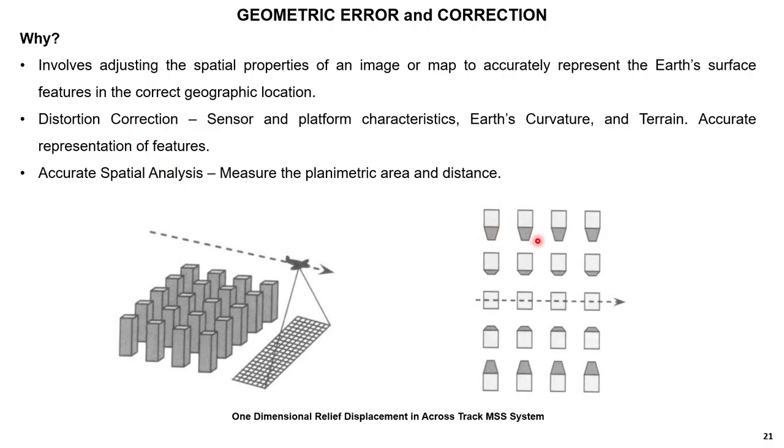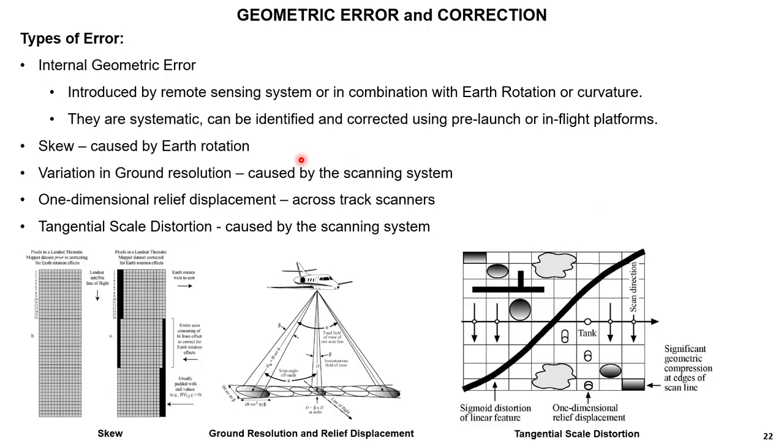So we need to correct for this. Why is it important? Because for accurate spatial analysis, this is needed. If you are going to calculate area or distance, or if you want to get some other information, we need to ensure that it is geometrically corrected.